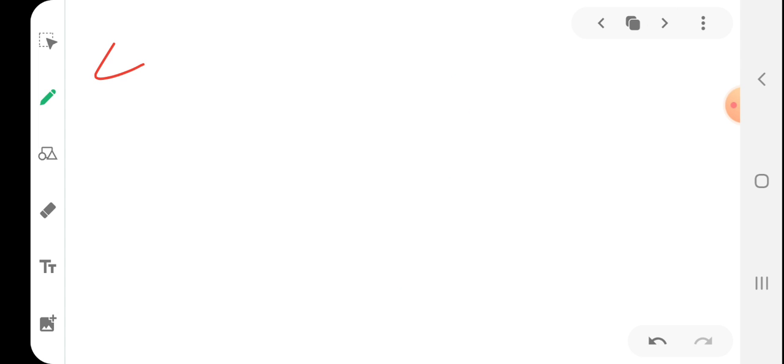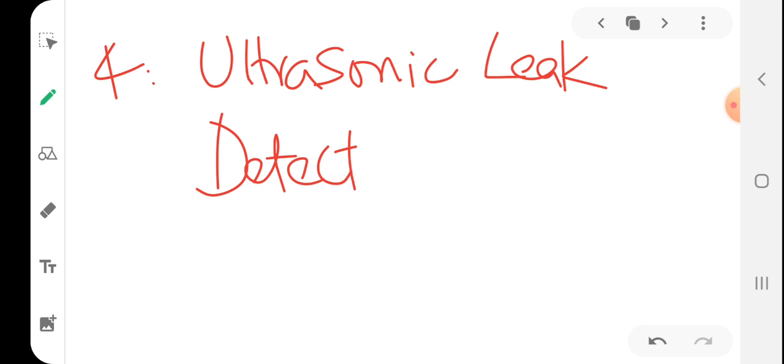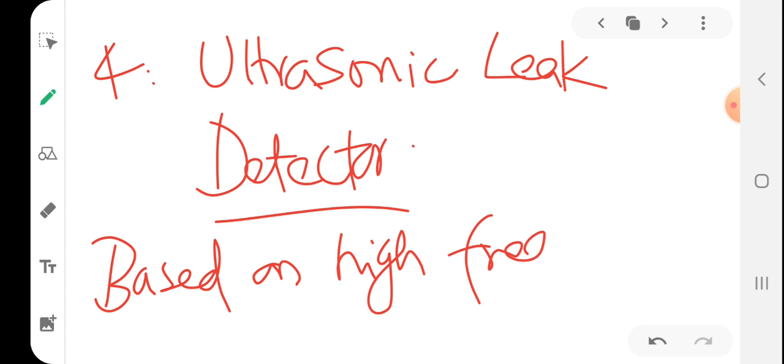Now we will move to the fourth one, the ultrasonic leak detector. So this system must be highly pressurized for the detector to work. Okay. So the refrigerant leak detector uses an amplification system which is able to detect the high frequency sound of the leak. It works based on the high frequency of the sound of the leak.